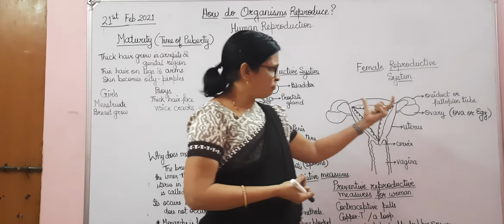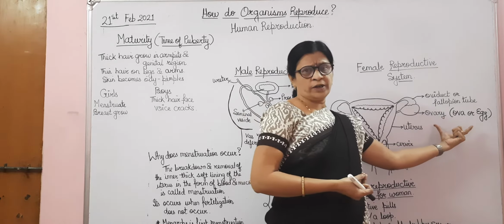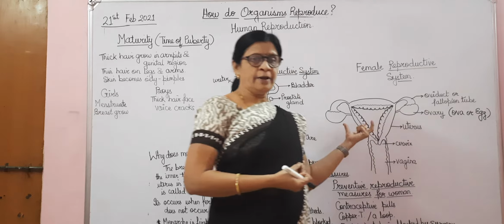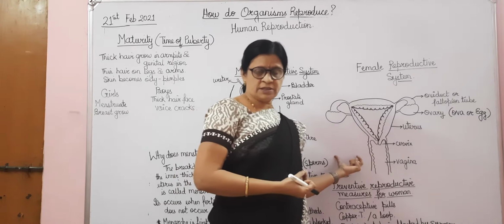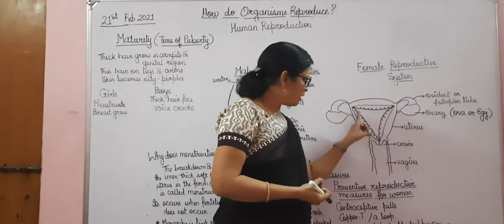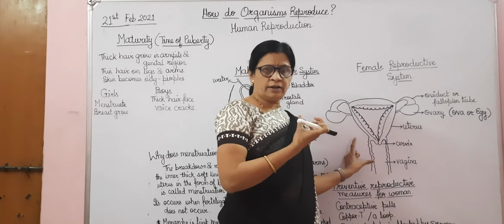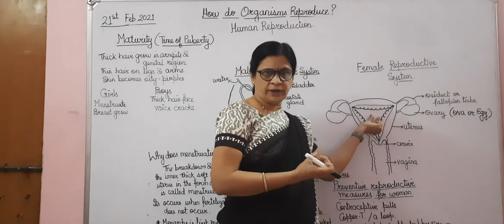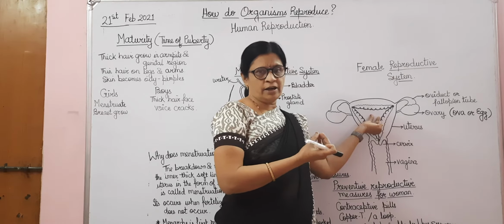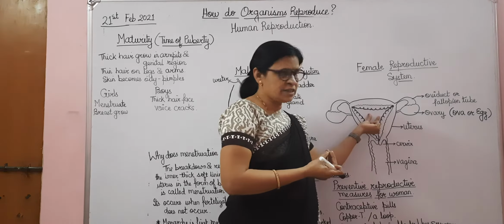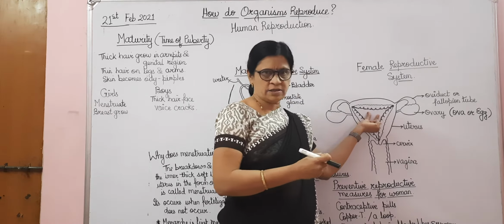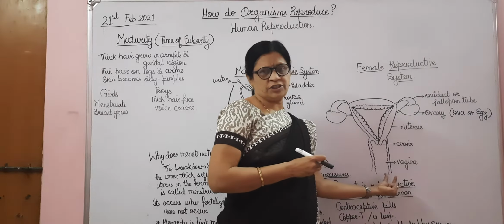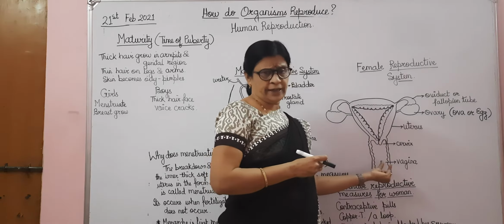Remember, there are hundreds of eggs, but only one matures every month. By chance, if there is no fertilization, then every month a lady menstruates, and that is called menstruation. A thick lining is formed in the uterus, a spongy area of blood and mucus. If fertilization does not take place, this breaks, and the bleeding comes out of the uterus through the vagina. So this is how menstruation takes place.